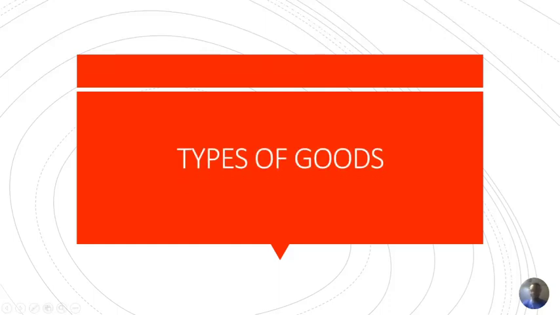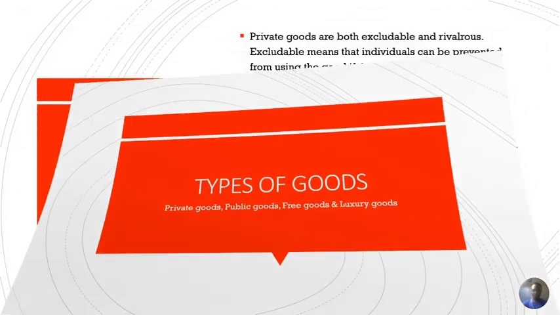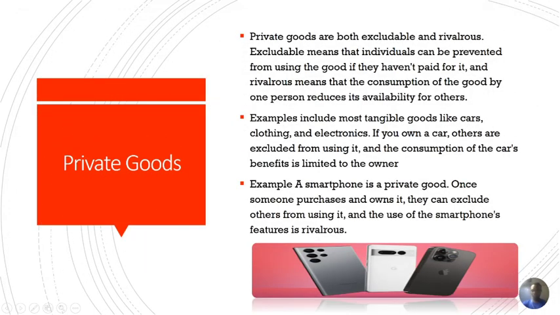We're looking at the types of goods and what they are. We have the private goods and the public goods and the free goods and the luxury goods. So let's get started. We're going to start with the private goods.